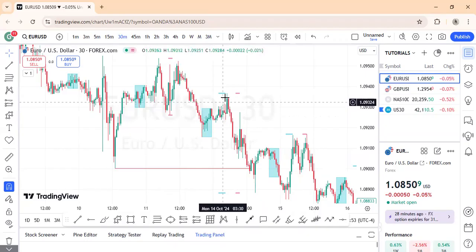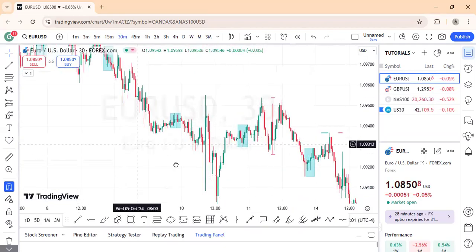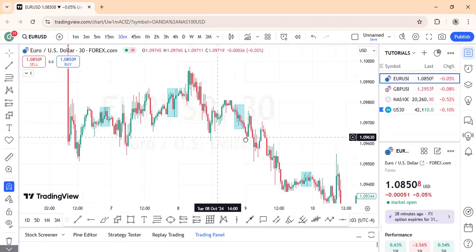Sometimes the price doesn't take liquidity, it can choose to go for the closest order block. This acts as a wall to support price's downward movement. So that's a very good case of an extreme order block, a very good order block.